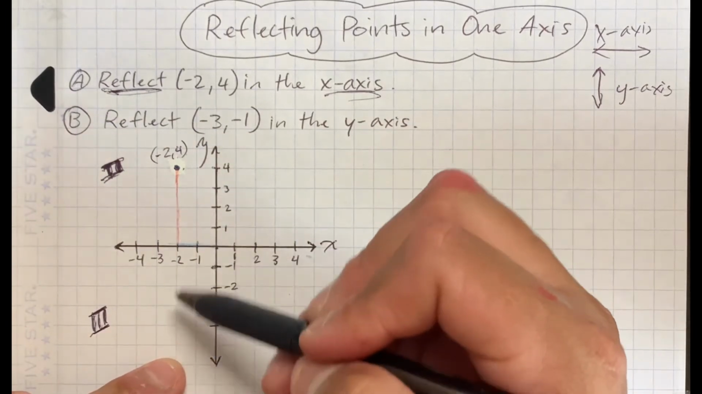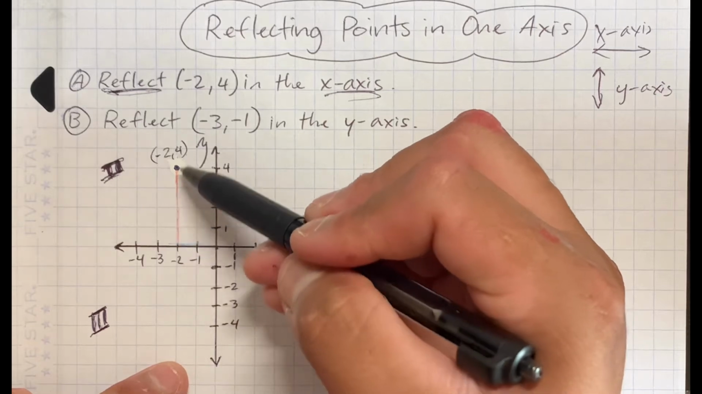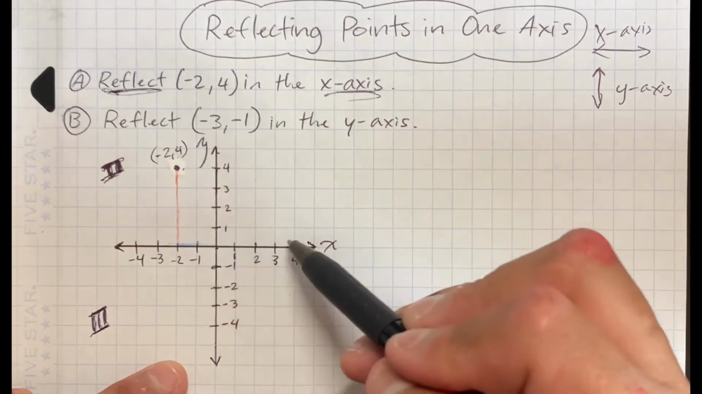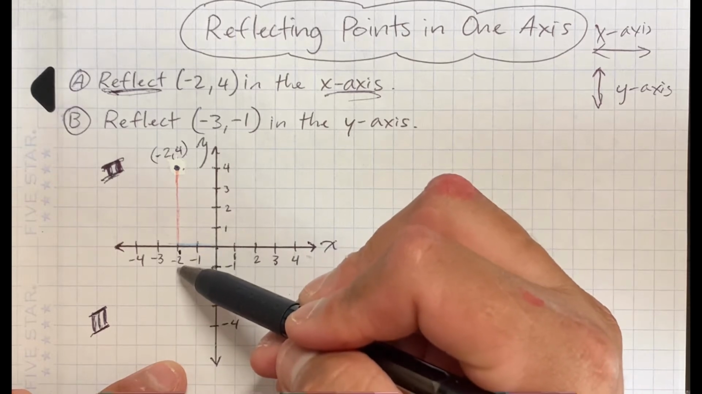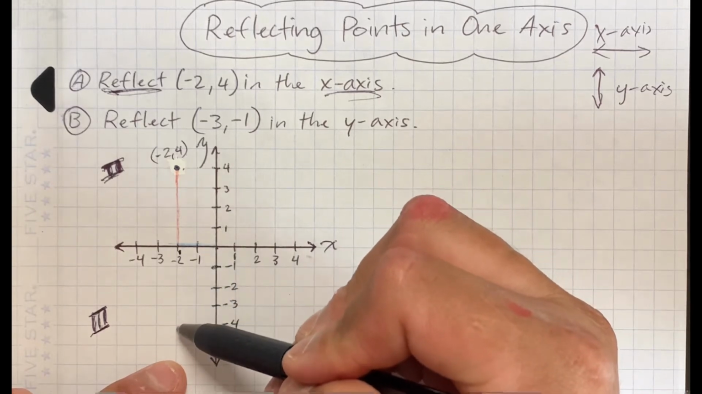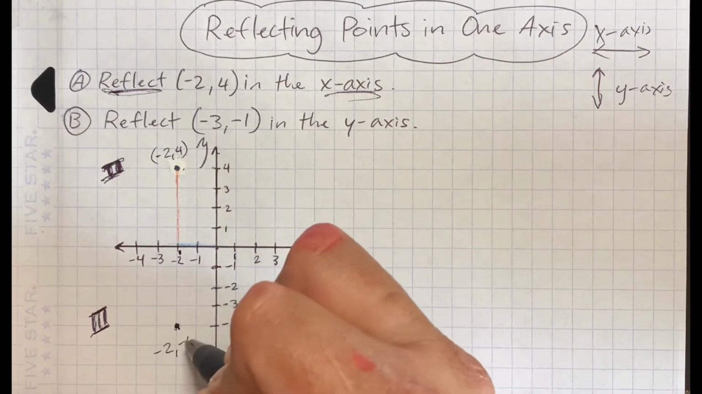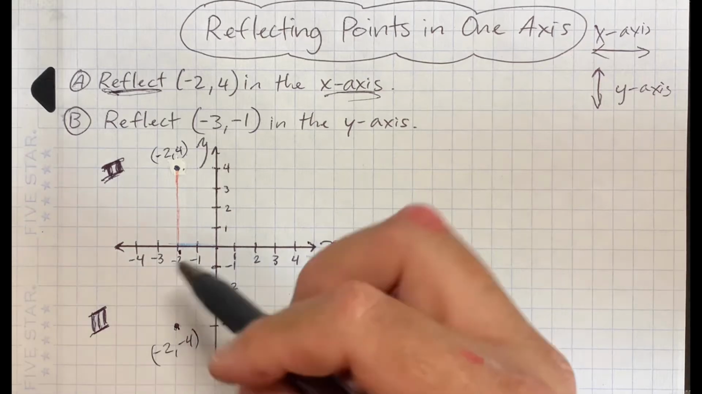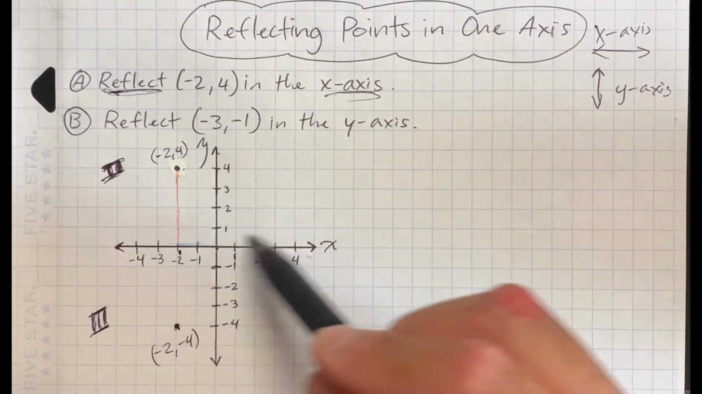Same spot in quadrant 3. So if I went -2 to the left and +4 up, and I want to reflect that on the x-axis, okay, then I'm going to go -1, -2, -3, -4. There we go. And this is going to be -2 and -4 in quadrant 3. And here we go. I reflected this point on the x-axis.